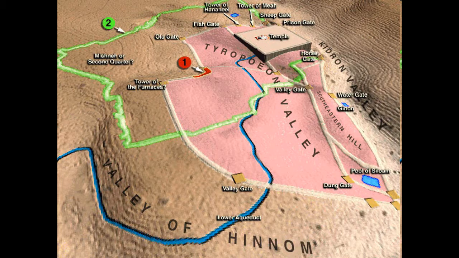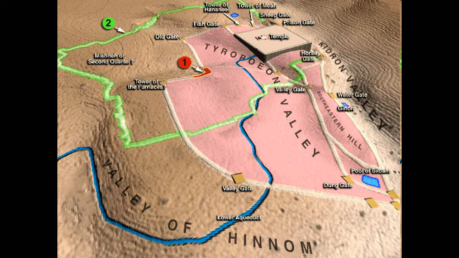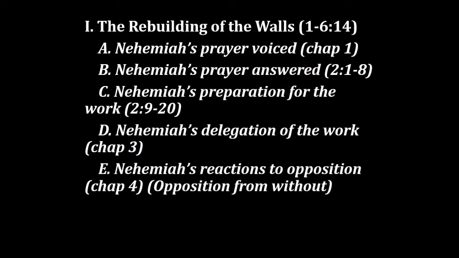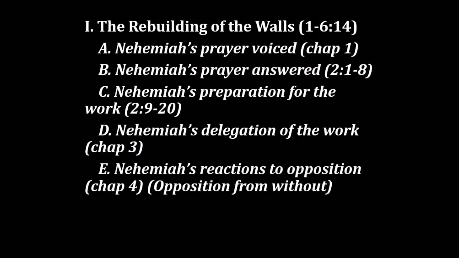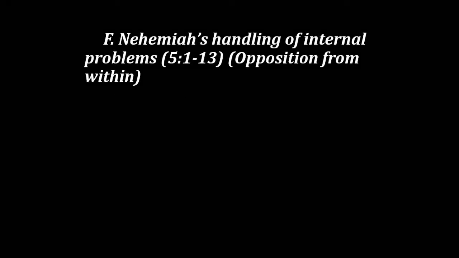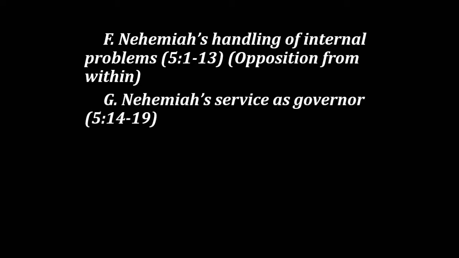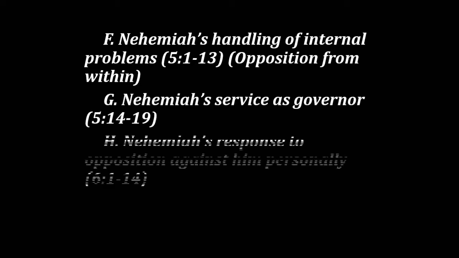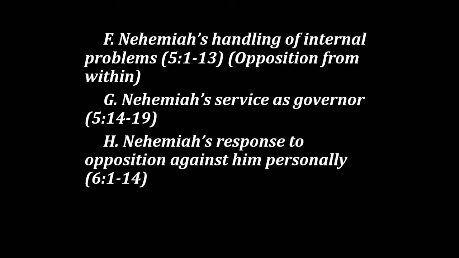So this was the layout in relation to the temple, and again, they began with the altar, the foundation for the temple, and then they worked on the wall. Nehemiah's reactions to opposition, chapter 4, opposition from without. Nehemiah's handling of the internal problems, opposition from within, comes in chapter 5, verses 1 through 13. Nehemiah's service as a governor in 5:14 through 19, and his response to opposition against him personally in 6:1 through 14.